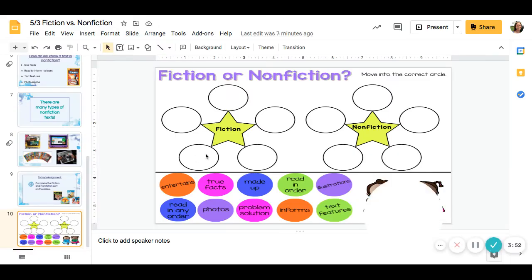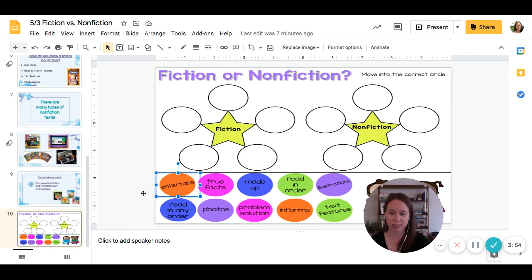For example, this circle says entertains. Which one do I read to be entertained or for fun? Is it fiction or is it nonfiction? Oh, well, I remember that when I read a fiction story, I'm usually reading it for fun or to be entertained. So I'll drag the entertain circle to the fiction star.